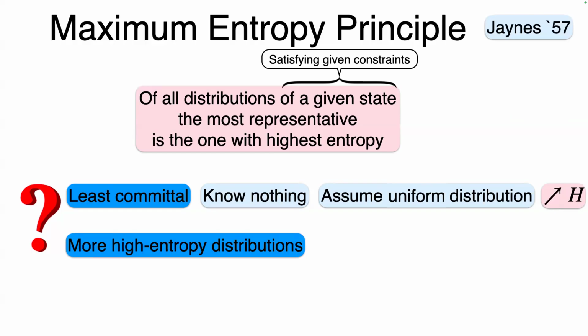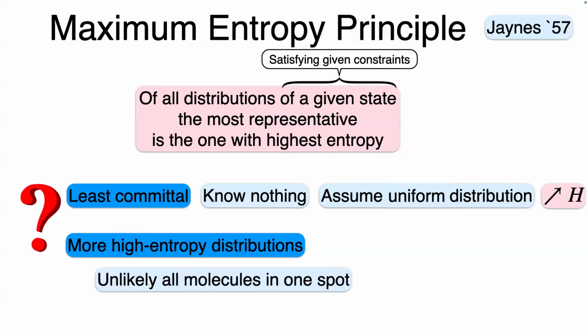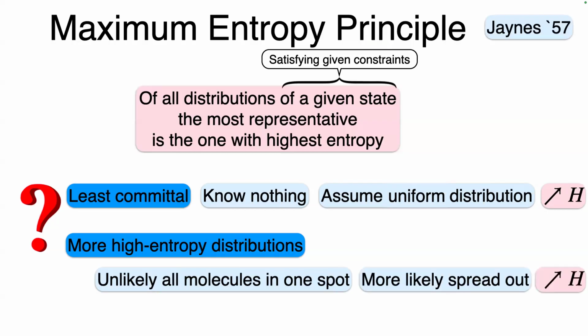Why do we do that? One explanation is there are more high entropy distributions than low entropy distributions. For example, if we look at all the molecules here and ask what's the distribution, there is a very small chance that they'll all concentrate in one location. Most likely every molecule is someplace else. So it's more likely spread out, and the entropy is higher.